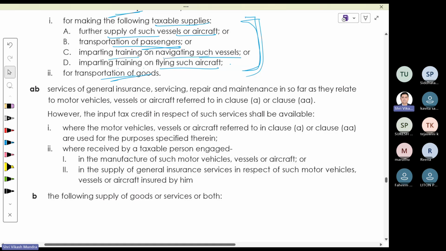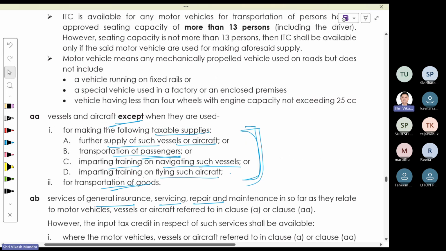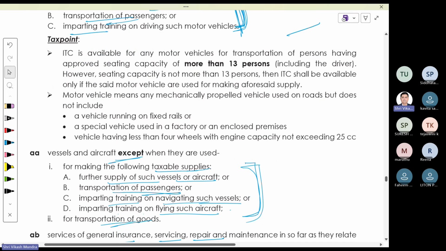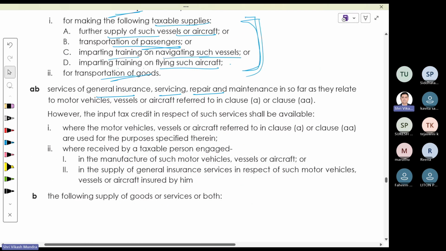Next point is that for services of general insurance, servicing, repair and maintenance relating to those motor cars, vessels or aircraft against which ITC is not available, ITC on these services is also not available. That means if a company acquires a car for its director, no ITC is available. If insurance is required on that car, and the company bought an insurance for that motor car, ITC is not available. Service charges, ITC is not available. Repair and maintenance, ITC is not available.